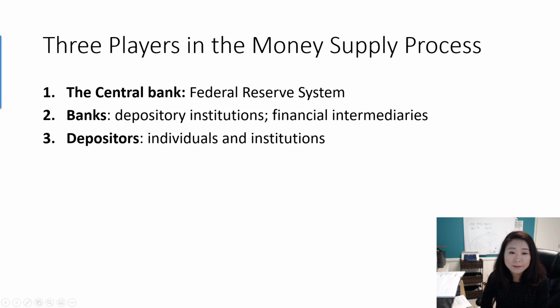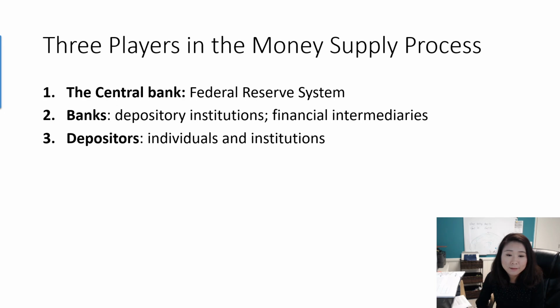The three players include the central bank, which in the United States is the Federal Reserve, the banks, like commercial banks, PNC Bank, the Bank of America, and the depositors. The central bank actually is a government agency. We learned from chapter 13 what role the Federal Reserve plays in the U.S. economy. They oversee the banking system and are responsible for the conduct of monetary policy. And in the United States, the Federal Reserve is the central bank.